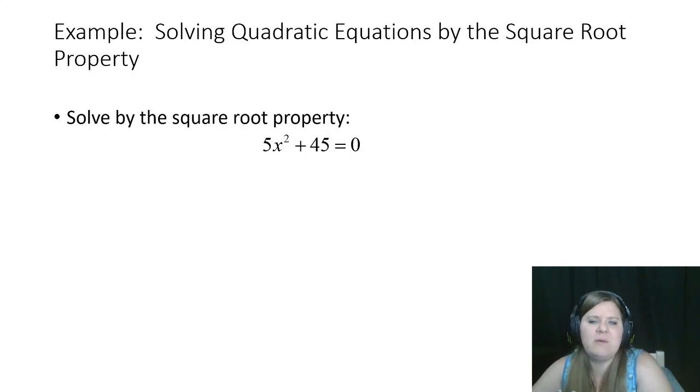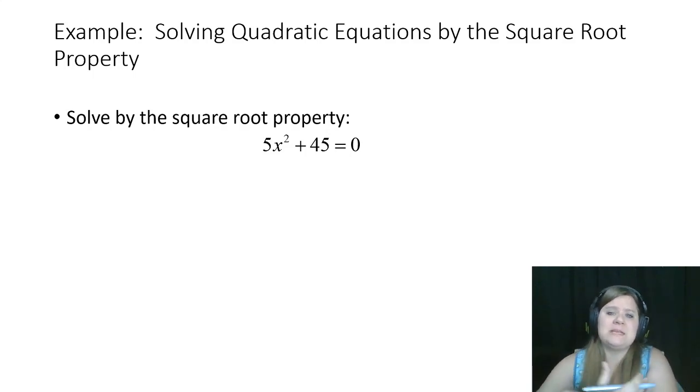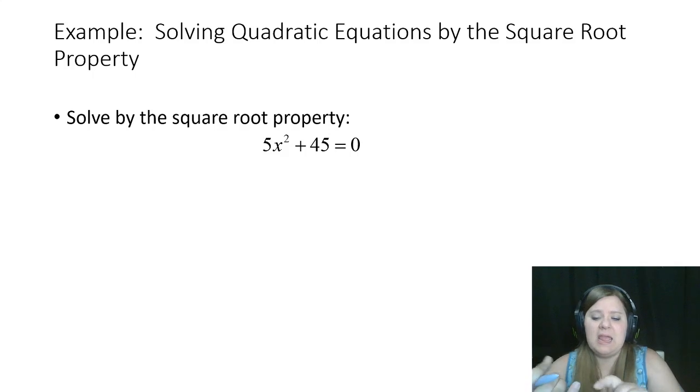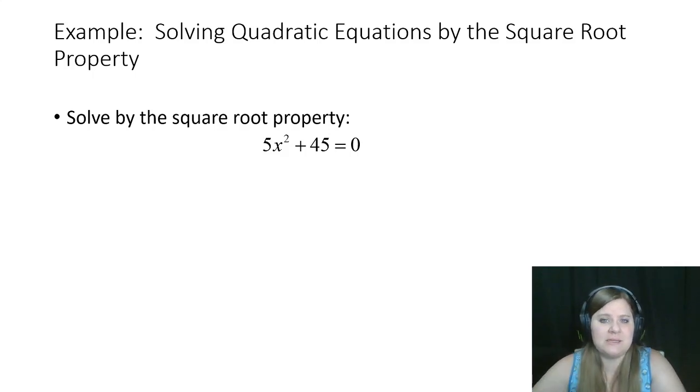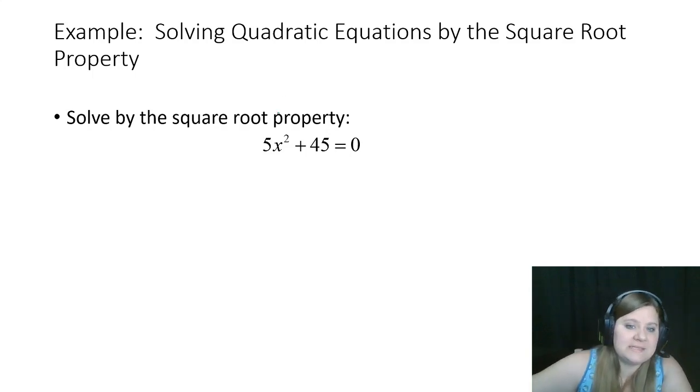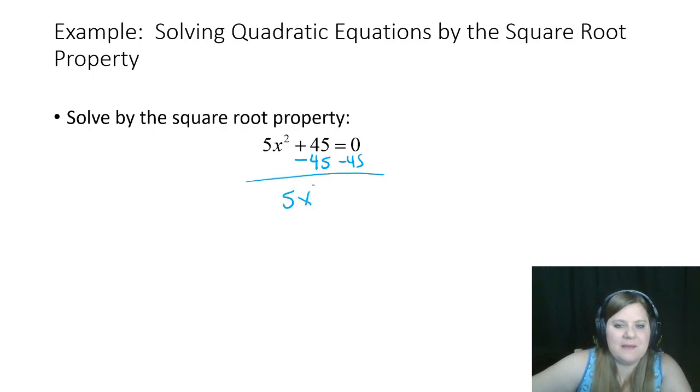So let's take a look at how we can apply that to a problem that looks like this. You'll notice that this has a degree 2, okay, so it has x squared in it, but it doesn't have an x. That's the key to knowing that it's going to be a square root property. Now, in this case, I'm going to go ahead and subtract 45 from both sides, and that's going to give me 5x squared equals negative 45. Now I divide by 5. I have x squared equals negative 9.